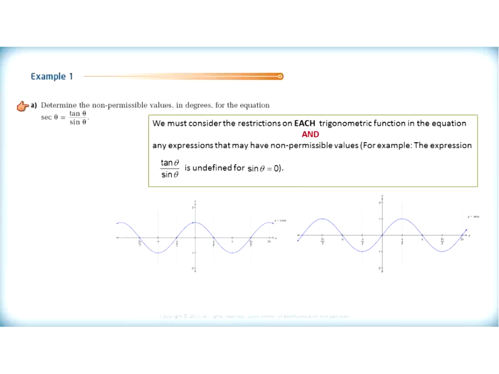Let's look at how we determine the non-permissible values. Well, I just showed you a small example there using tan x. Let's have a look at another example. Determine the non-permissible values in this equation: secant x equals tan x over sine x.